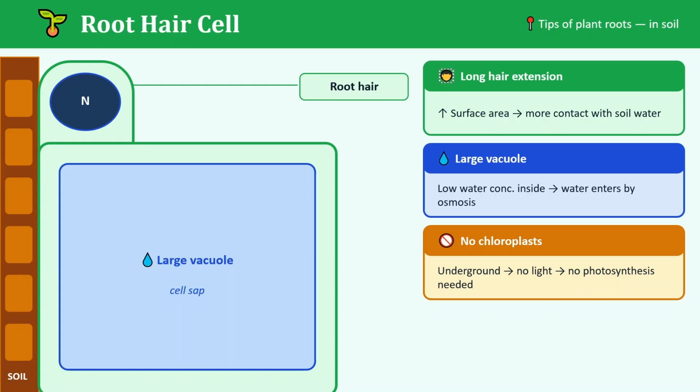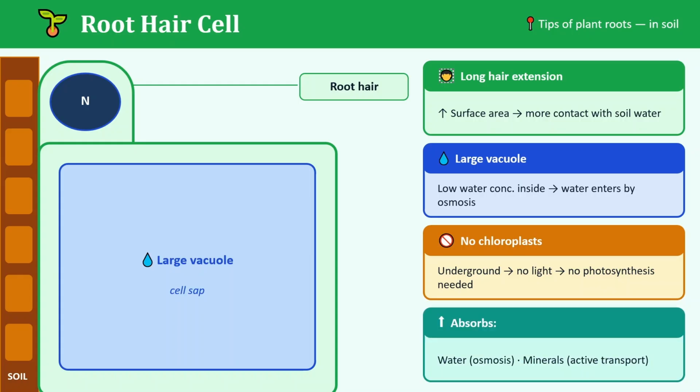Root hair cells absorb two things from the soil: water by osmosis and mineral ions like nitrates by a process called active transport. Now you got to know from the structure of the cell that the long extension is for surface area, the large vacuole for osmosis, no chloroplasts because there is no sunlight. Every feature is directly linked to the function.